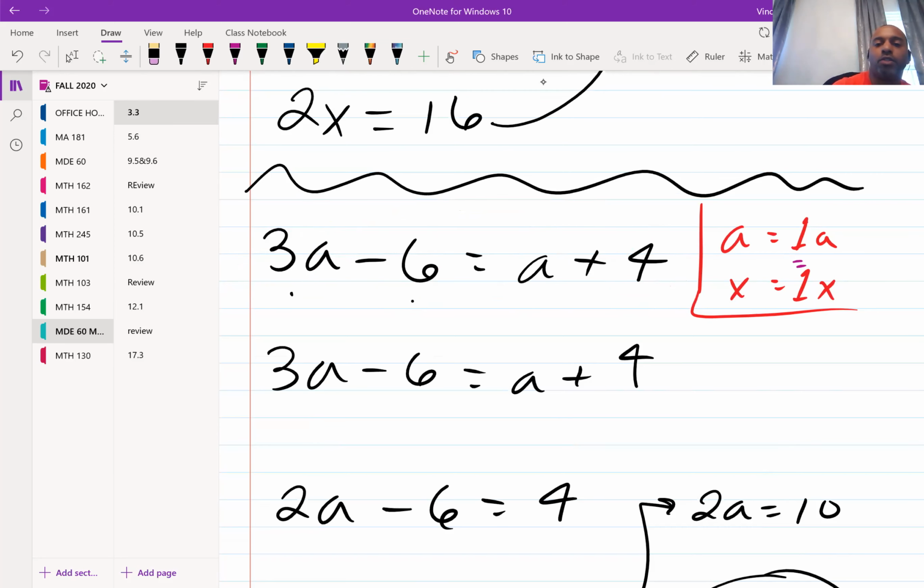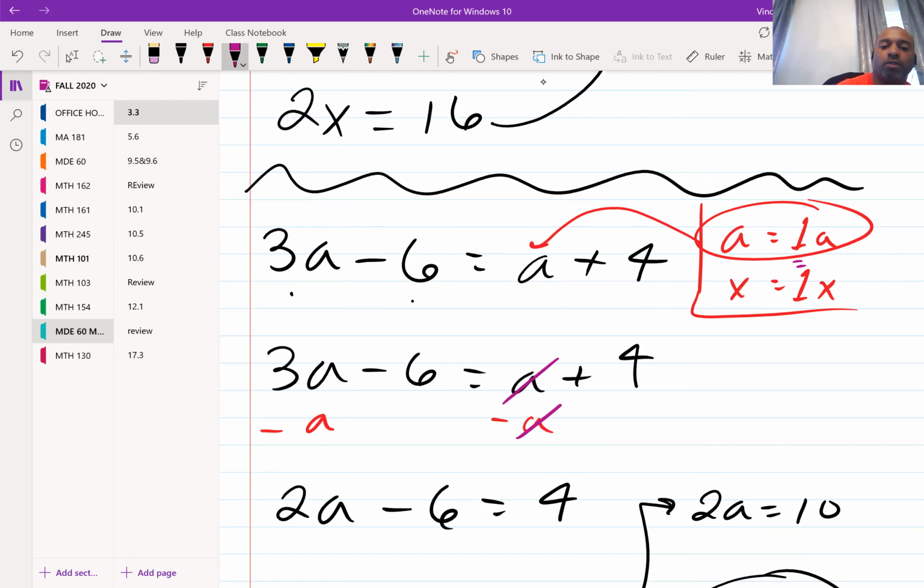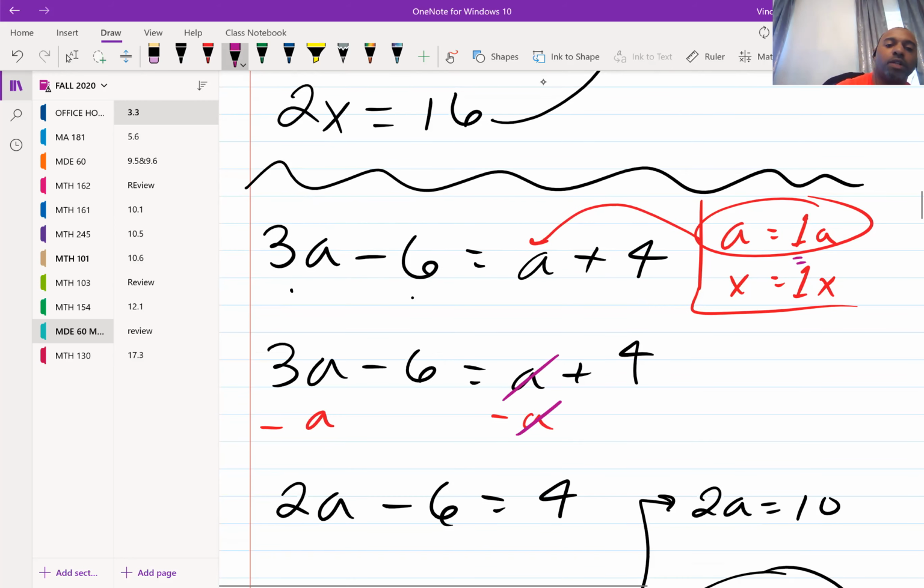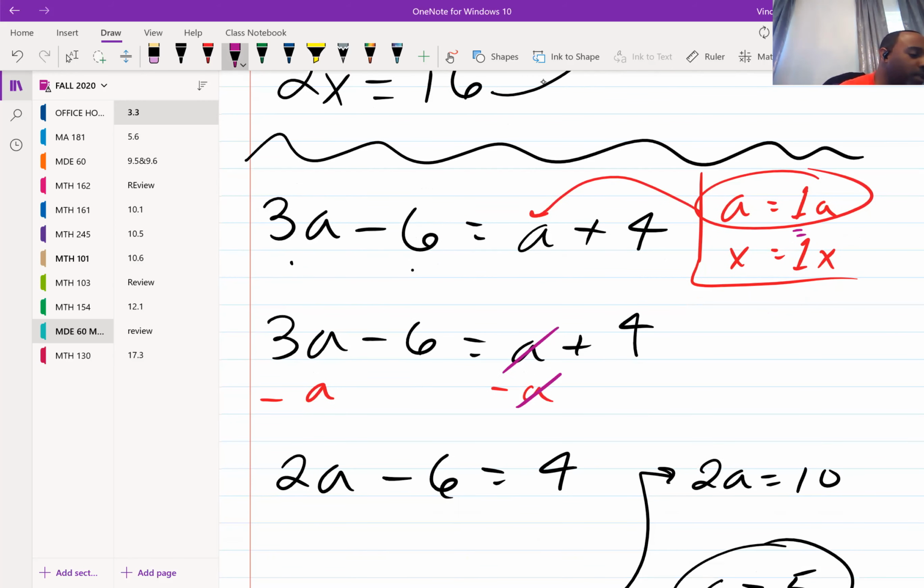Also, keep in mind that there's a 1. That's what I was emphasizing here. There's a 1 in front of this a. It's always assumed that if there's nothing in front of the variable, there is a 1 there. So if I want to move the a to the left side, I subtract a from both sides. a minus a will cancel on the right, leaving us with just 4. Then on the left, 3a minus a is 2a. So that's 2a minus 6 equals 4.